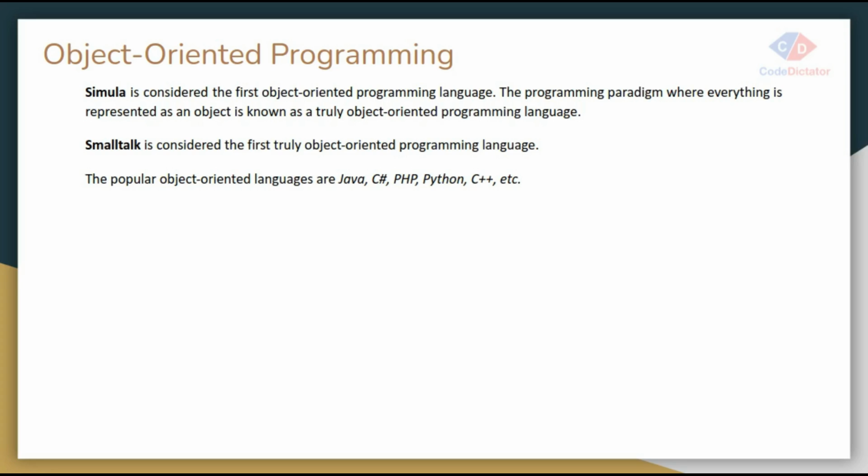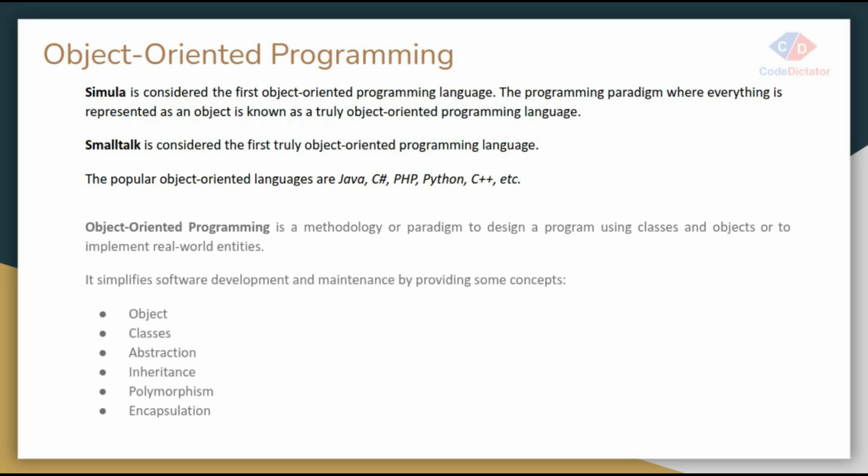Smalltalk is a 100% object oriented programming language. But Java is not purely object oriented, and I already explained why Java is not 100% object oriented programming language. You can go to that part and understand the concept of why Java is not 100% object oriented. That link is provided in the description, and if you see the eye icon, there you will get that link.